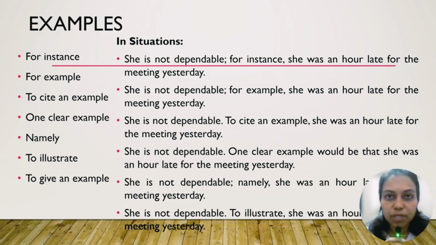She is not dependable. For instance, she was an hour late for the meeting yesterday. She is not dependable. For example, she was an hour late for the meeting yesterday. She is not dependable. To cite an example, she was an hour late for the meeting yesterday. She is not dependable. One clear example would be that she was an hour late for the meeting yesterday. She is not dependable, namely she was an hour late for the meeting yesterday. She is not dependable. To illustrate, she was an hour late for a meeting yesterday.